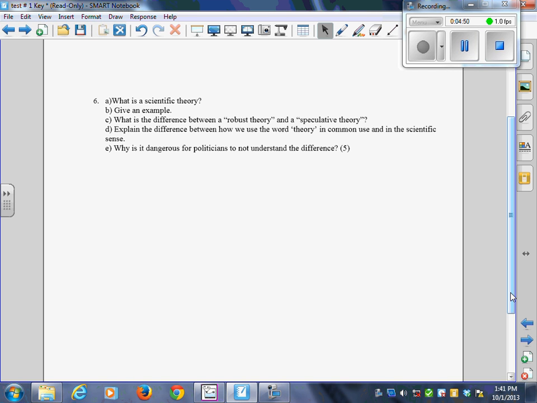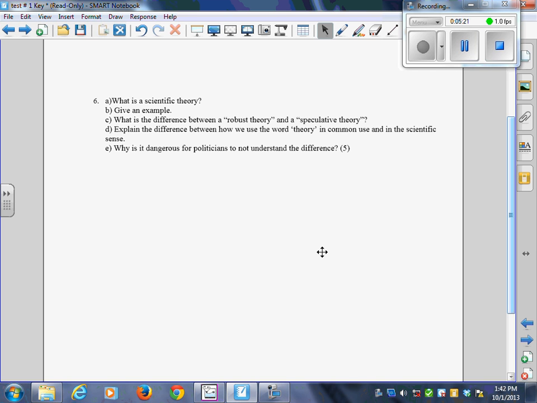What is the difference between a robust theory and a speculative theory? Robust theories have lots of evidence. They are widely accepted by the general science community. Speculative theories are more guesses, very little evidence, not generally accepted. They are working their way towards becoming robust. If you use the word prove in this question, you are treading on thin ice. Okay? Very, very thin ice.